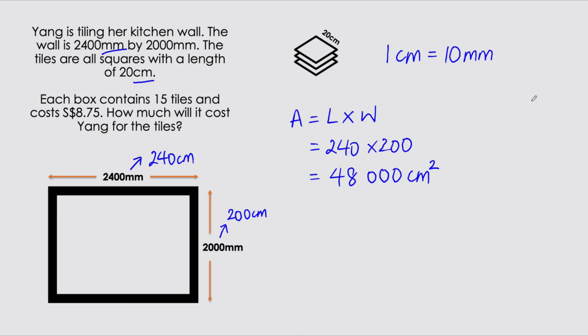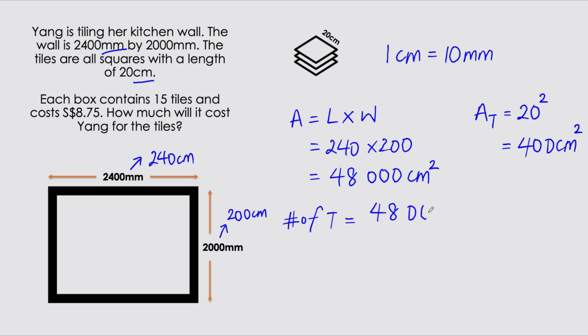So the area of the tile itself is 20 times 20. So I'm just going to do 20 square. That gives us 400 centimeter square, okay? Now, the number of tiles that are needed would be the total area, 48000 divided by 400. Okay, we're going to cancel out the 2 zeros here. That gives us 120 tiles.